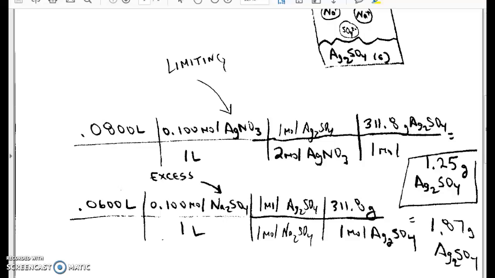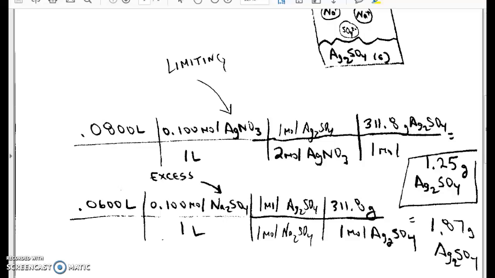Then we do the same thing with the other reactant. So volume in liters of sodium sulfate times molarity, so 0.100 moles of sodium sulfate for every 1 liter of sodium sulfate. Then we do the mole ratio between sodium sulfate reactant and silver sulfate product, and we use the molar mass of the silver sulfate to get 1.87 grams of silver sulfate if all of the sodium sulfate was used up.